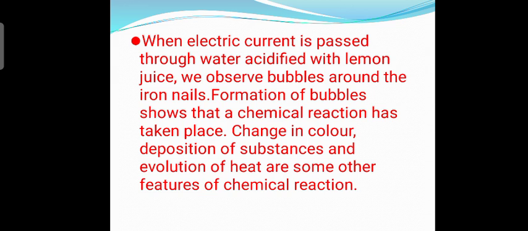So students, when electric current is passed through water which is acidified with lemon juice, we observe bubbles around the iron nails. It shows formation of some gases. The chemical reaction has taken place in it. Change in color, deposition of substances and evolution of heat are some other features of chemical reaction.